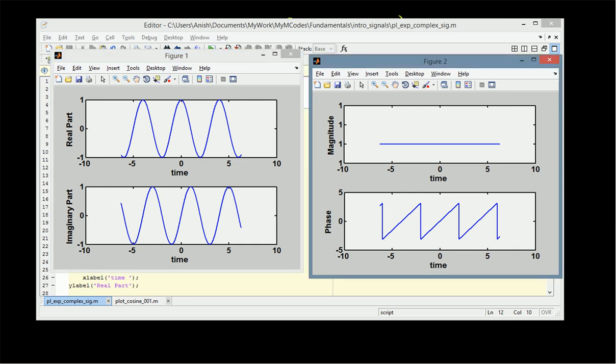And then again the magnitude and phase terms will be similar. The magnitude is again a constant 1 since a is equal to 1, and the phase term is again omega t plus the initial value 0. So we can clearly verify that it is simply omega t. Since exponential of j omega t is a periodic signal, we see that very clearly in the phase component. We can also verify that in the real and imaginary parts.